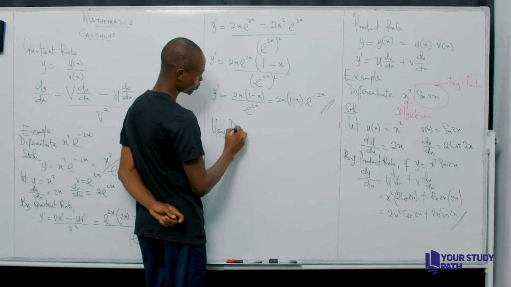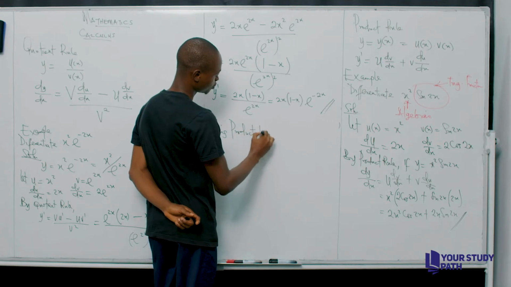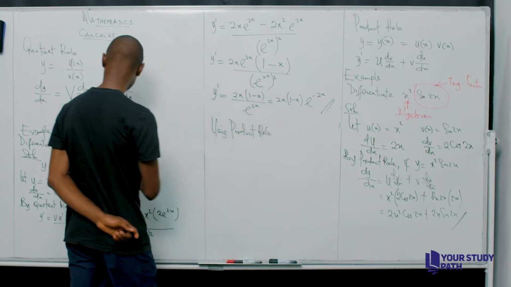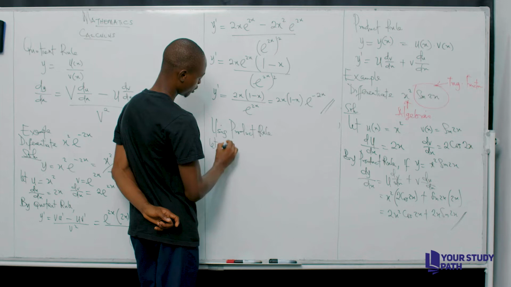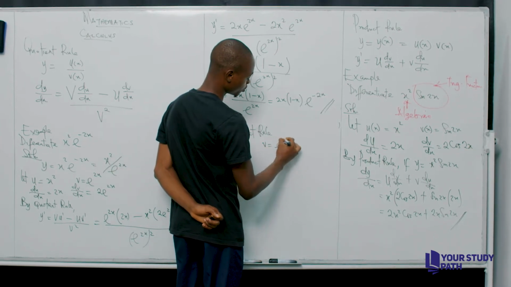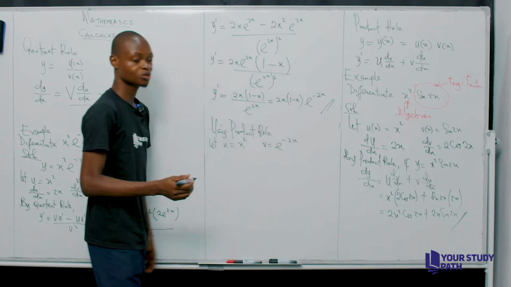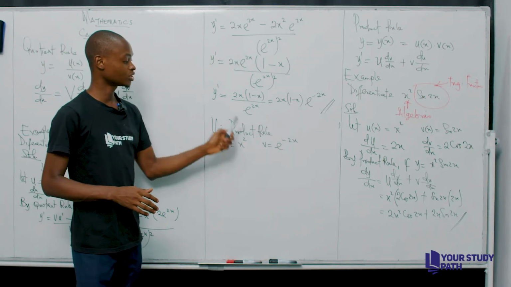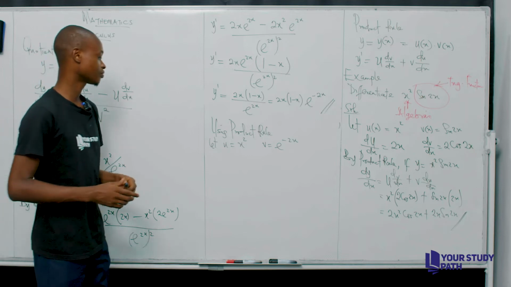Using product rule, of course, let u be equal to x squared, let v be equal to e raised to power minus 2x. So now we are not going to be applying law of indices. We are just going to leave it as the negative power that it is.